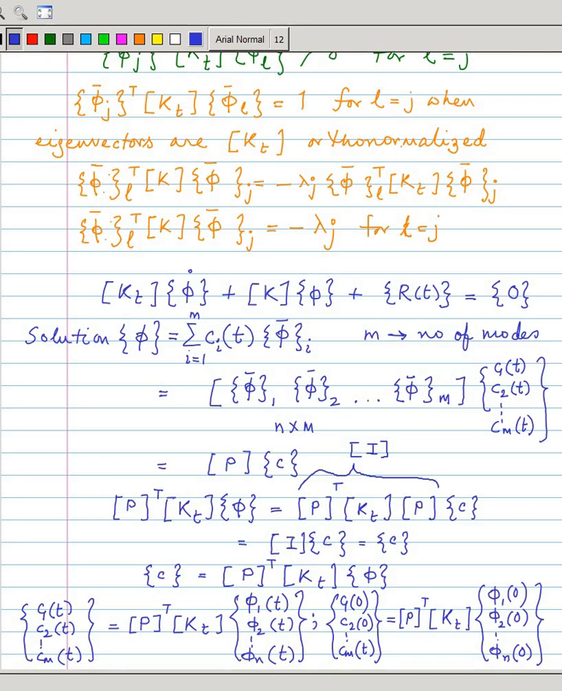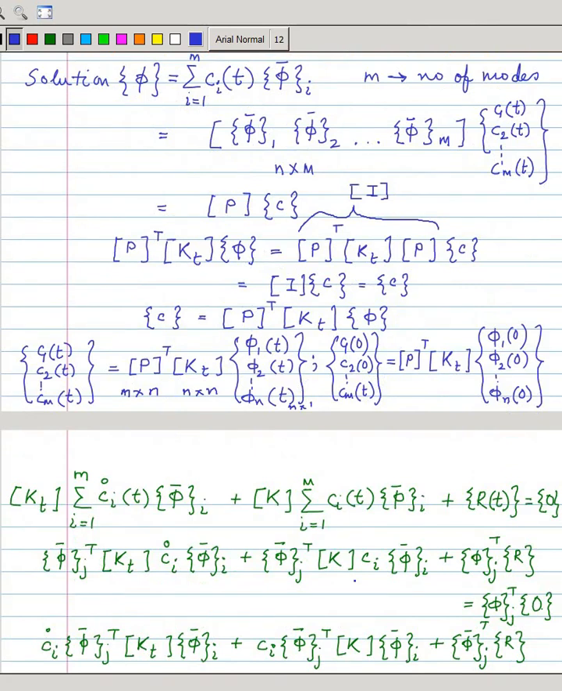This matrix p is n by m, so its transpose is m into n, kt is n into n, so we get m into n, and this is n into 1, so we get m into 1, and on the left hand side also we are getting m into 1. If you take the initial conditions, these are the actual initial conditions in the physical space, and these are the initial coefficients in the modal space.